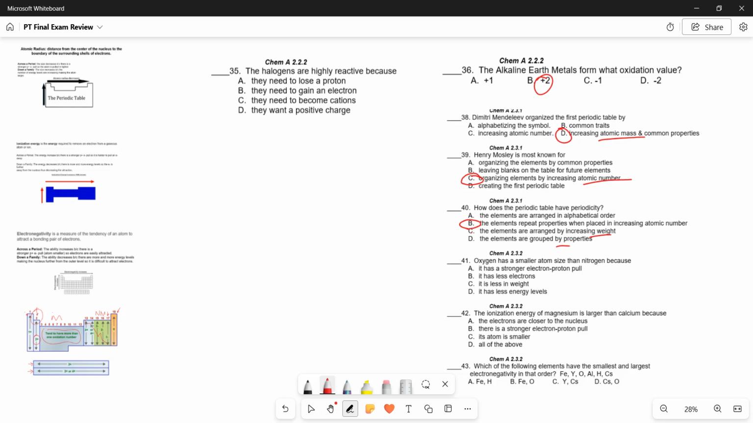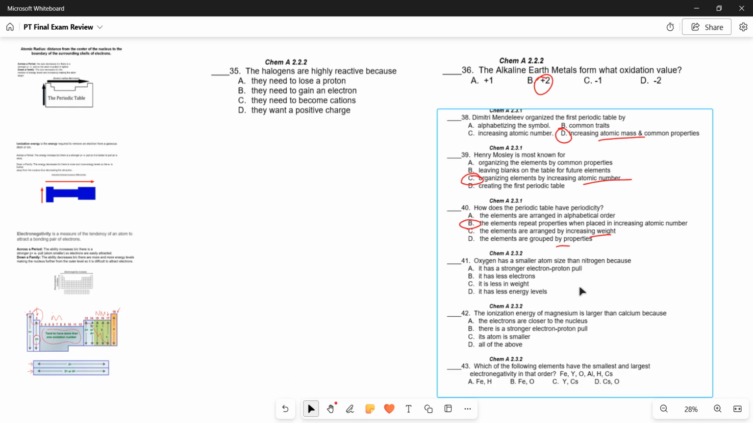Questions 41, 42, and 43 have to do with the different periodic trends that I talked about, specifically atomic radii, ionization energy, and electronegativity. Over here on the left, I have charts explaining those from my video.